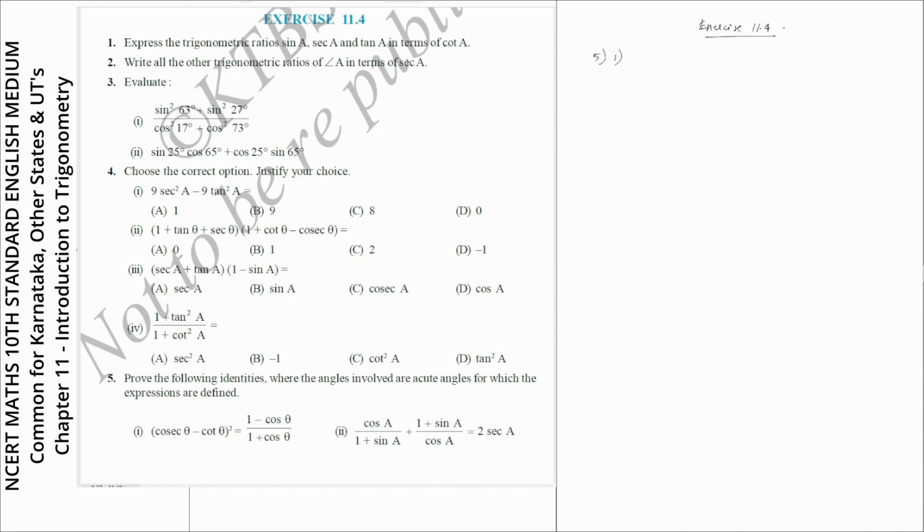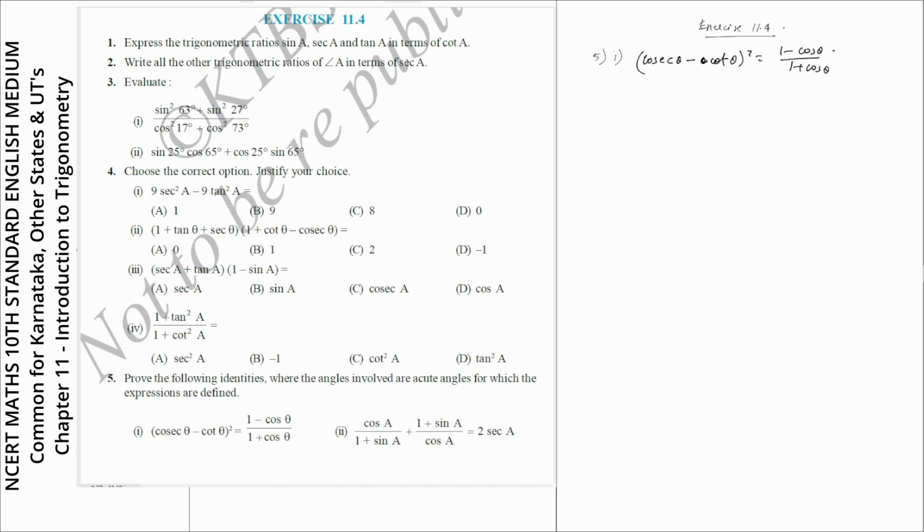Exercise 11.4, question number 5. Prove the following identities where the angles involved are acute angles for which the expressions are defined. So first sub question: cosecant theta minus cot theta, the whole square, is equal to 1 minus cos theta by 1 plus cos theta. I should prove that left hand side is equal to right hand side.